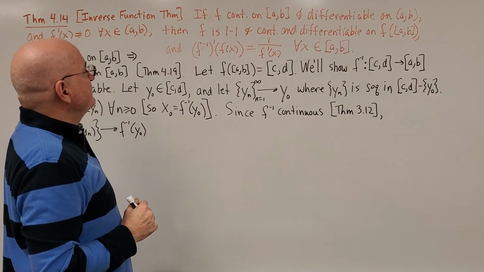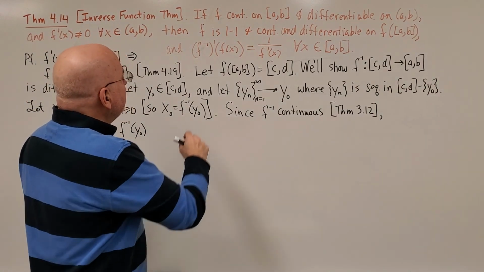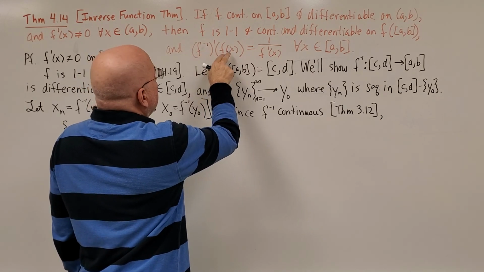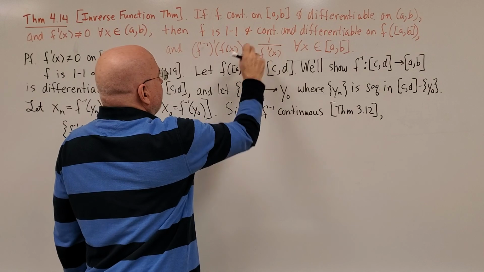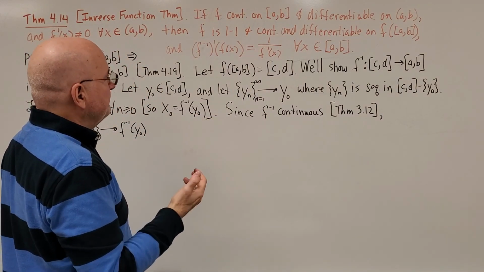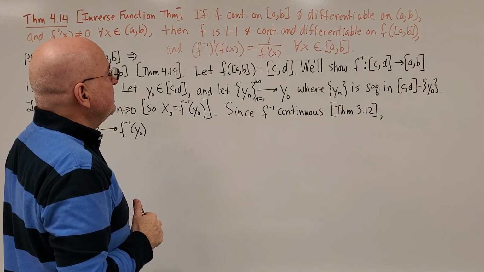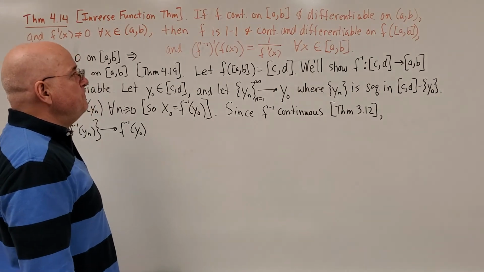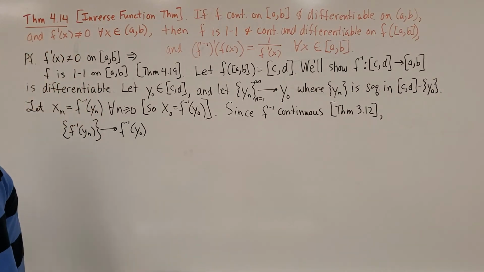More specifically, the derivative of f inverse, (f inverse)' of f of x, is equal to 1 over the derivative of f at x, or f prime of x. And that's for all x in the interval from a to b. Okay, a lot to show there.